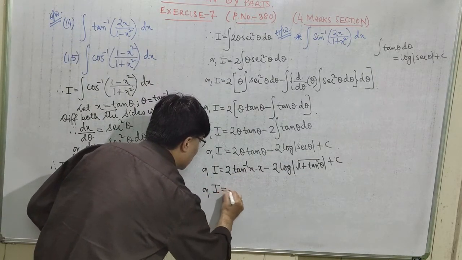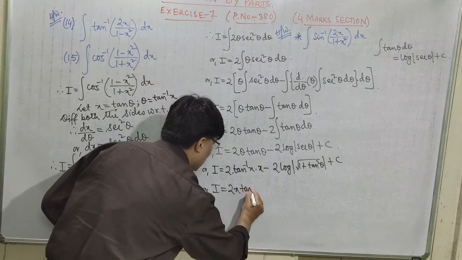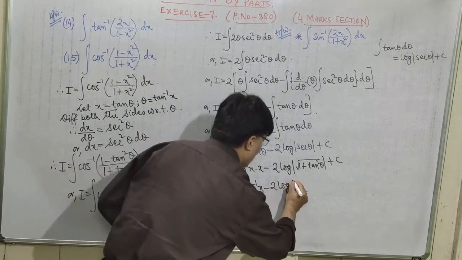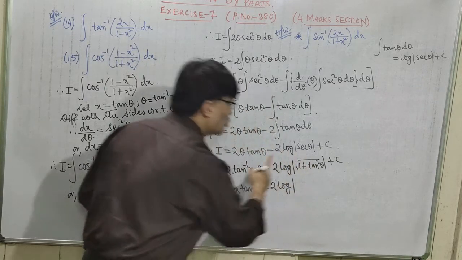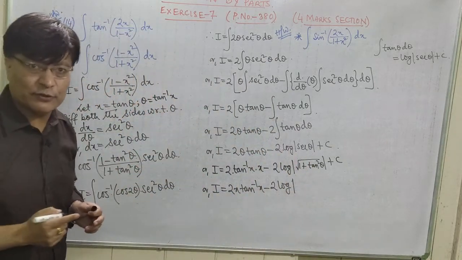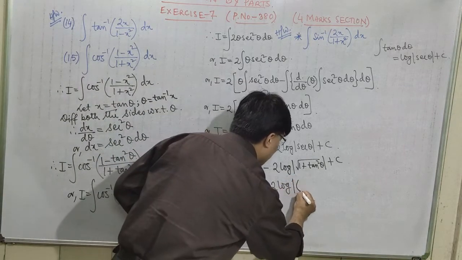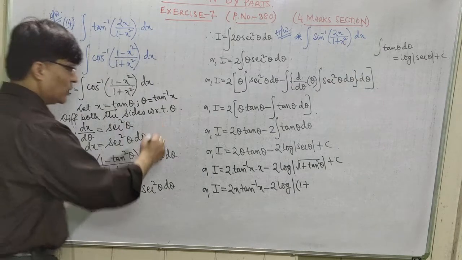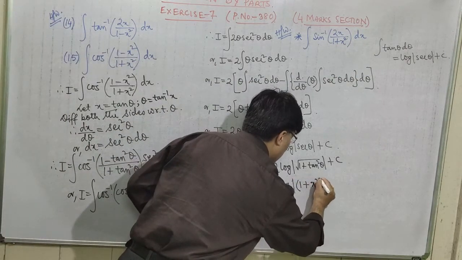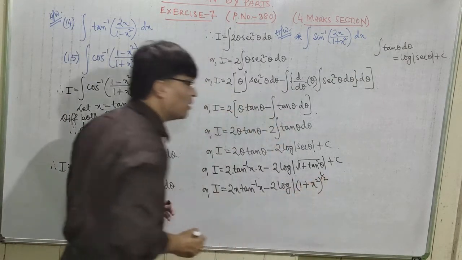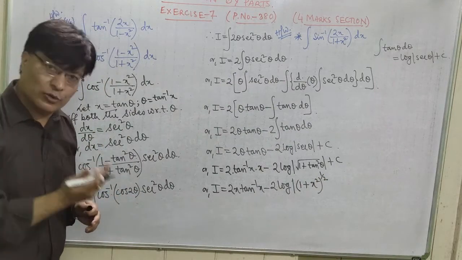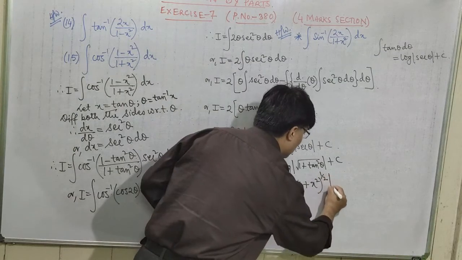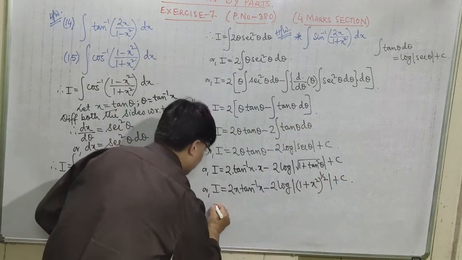Or I is equal to 2x tan inverse x minus 2 log within mod. So root over means whole to the power half, you know that, isn't it? So within bracket you can write 1 plus, what is tan theta here? Tan theta is x, so it is x square. Then you can write whole to the power half. Square root means whole to the power half, and we are putting tan theta is equal to x here. So it is mod sign close plus c.